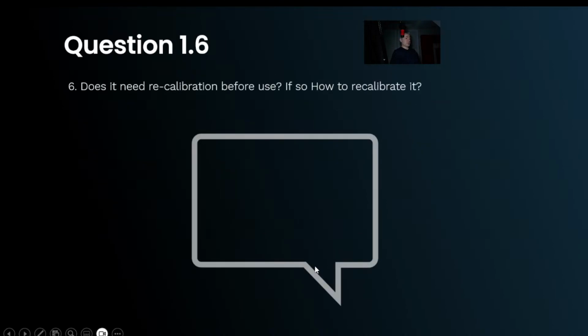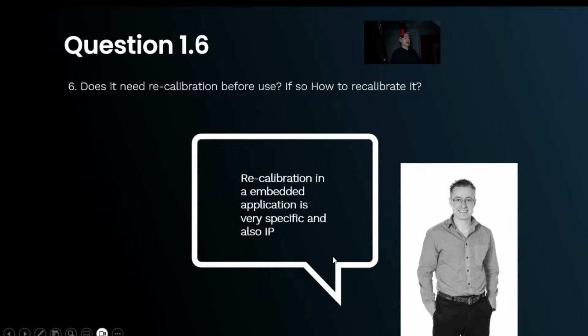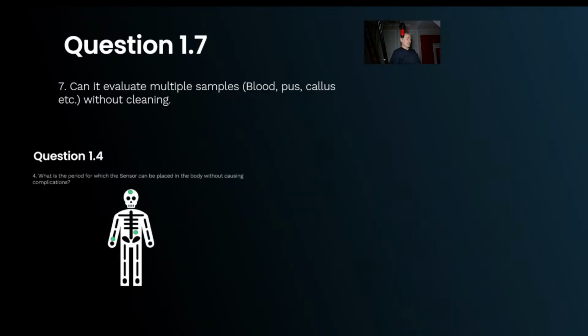Does it need calibration? This is really talking about recalibration in an embedded application. This is very specific, and I would suggest it would also generate IP. So I think it's only appropriate to do this on a program, not to put it onto a public forum. But it needs to be a paid program, otherwise it's unclear who actually owns the IP. The problem when you answer questions for free is the person answering the question ends up owning the IP.